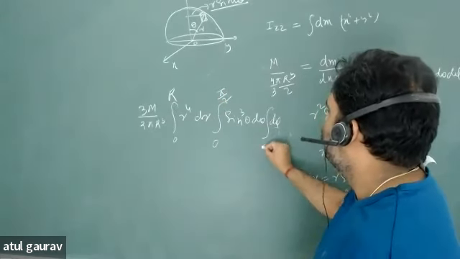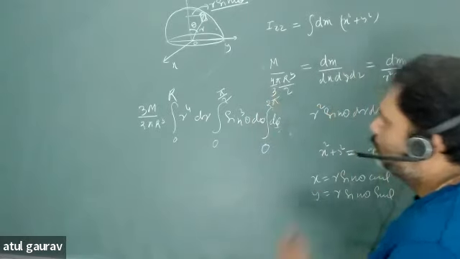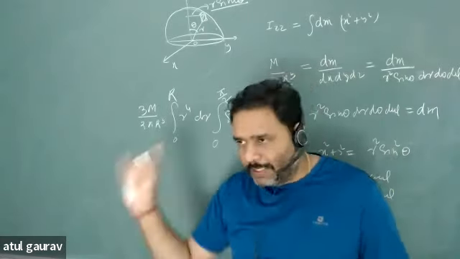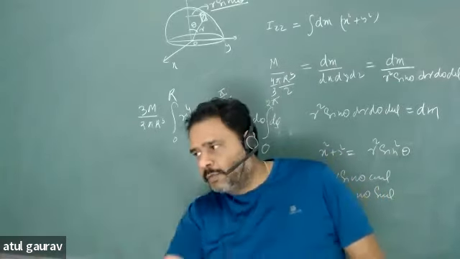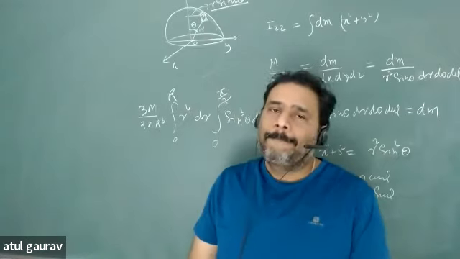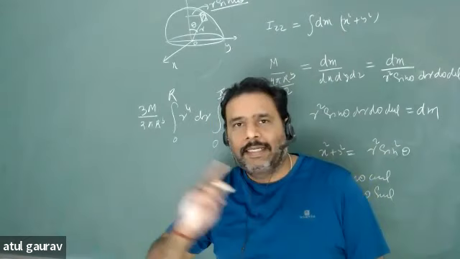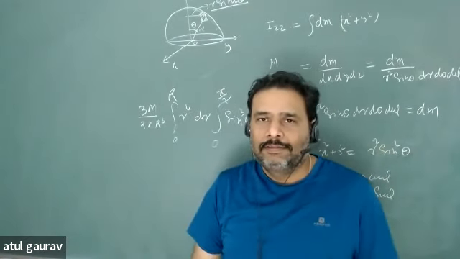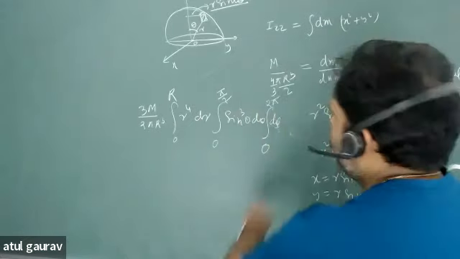What is d phi? 0 to 2 pi, or 0 to pi? 2 pi. Whole rotation is there. You will see, cut an apple and look from below, there is a full circle, isn't it? After cutting the apple in the middle, you see a full circle below. Assume apple is spherical in shape. So this is one.